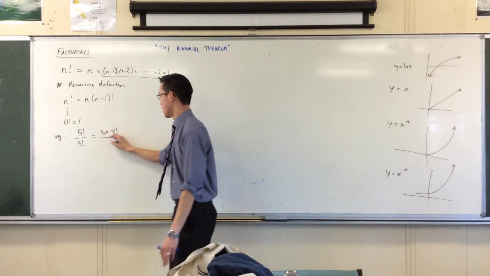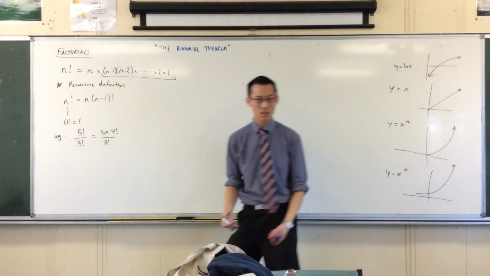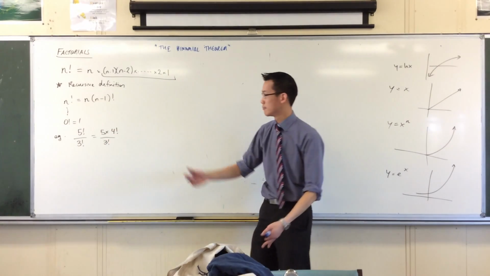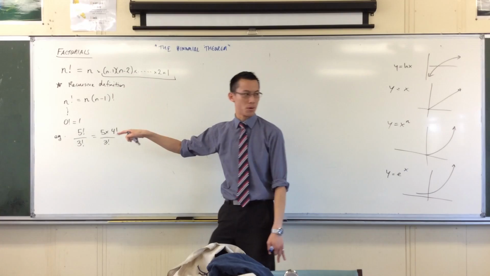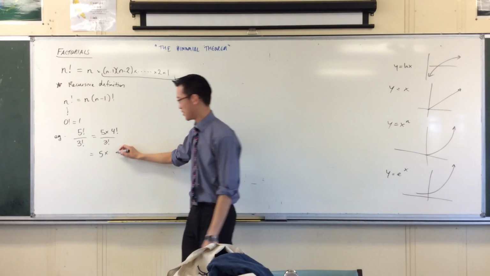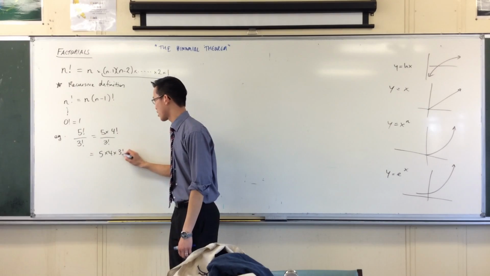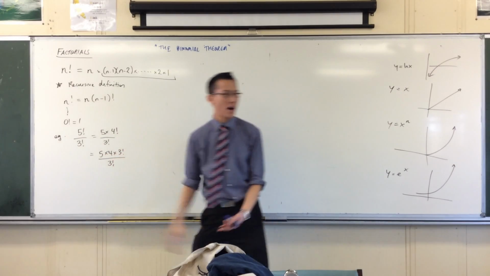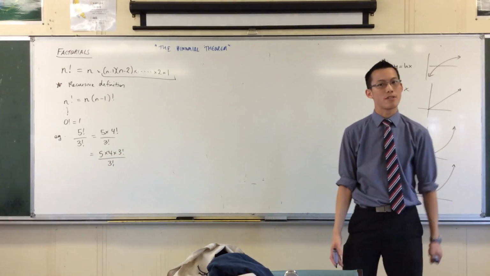Cool, right? Now that's good, but we're still not there. We have to go down the ladder one more step. So I'm going to do that. 4 factorial by definition is 4 times 3 factorial. And now I have the factor I was after. And of course you get your answer of 20.